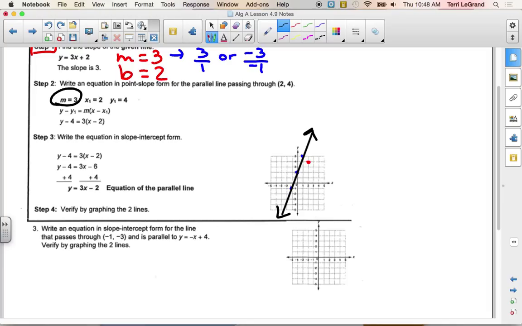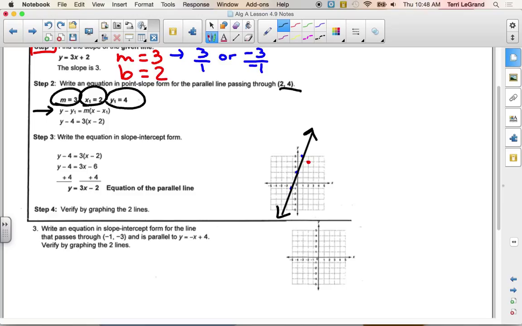I'm going to use that one's slope, m equals 3, and it has to go through the ordered pair (2, 4). So my x sub 1 value will be 2, and my y sub 1 value will be 4. And what's that form called again that I just put an arrow by? Point slope form.